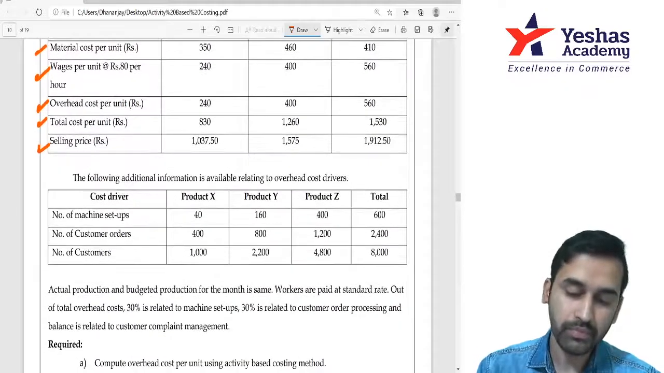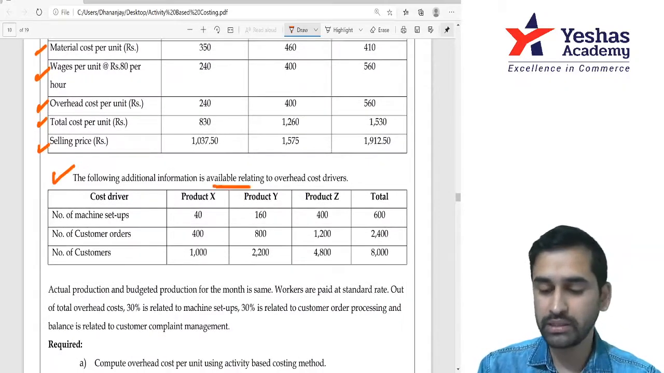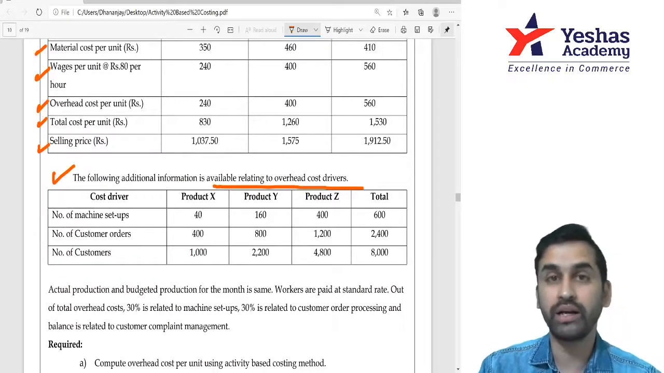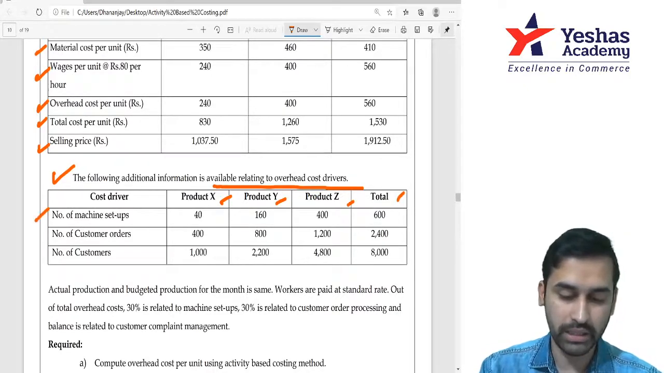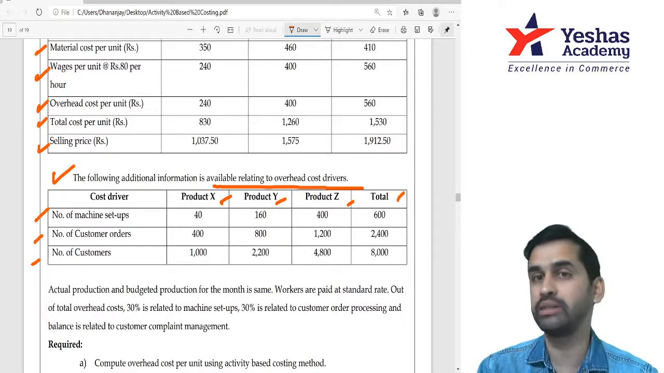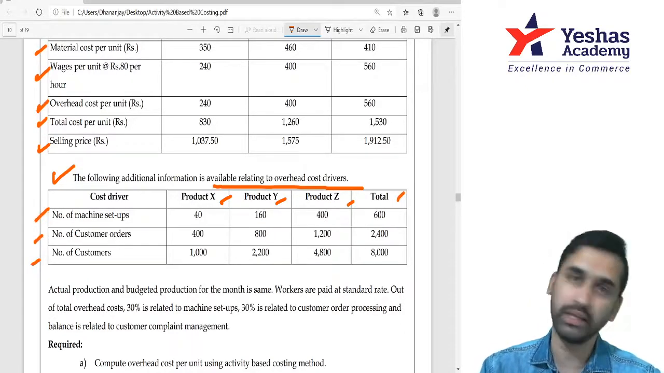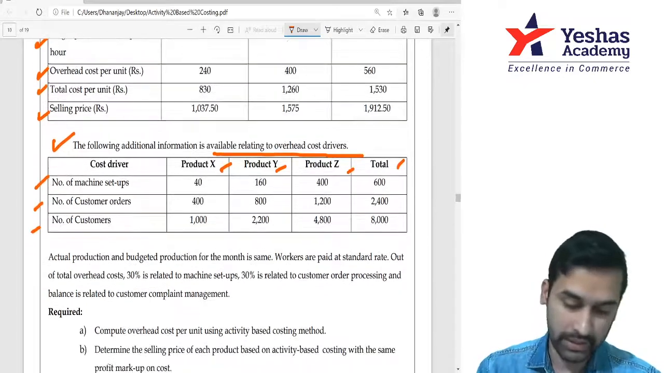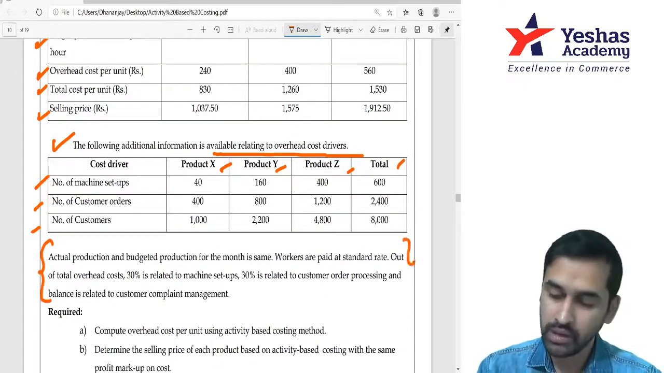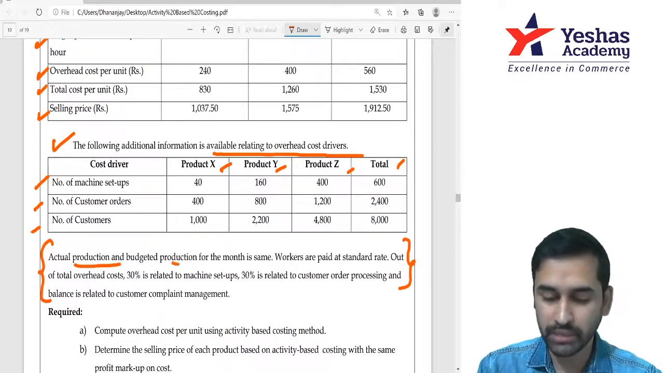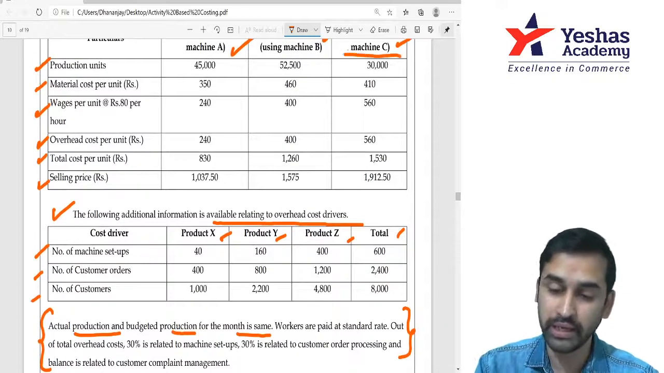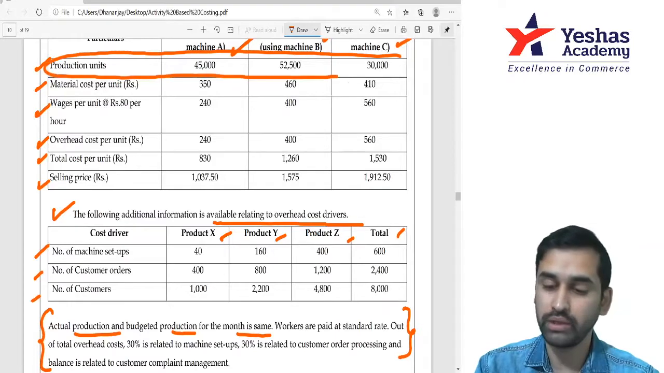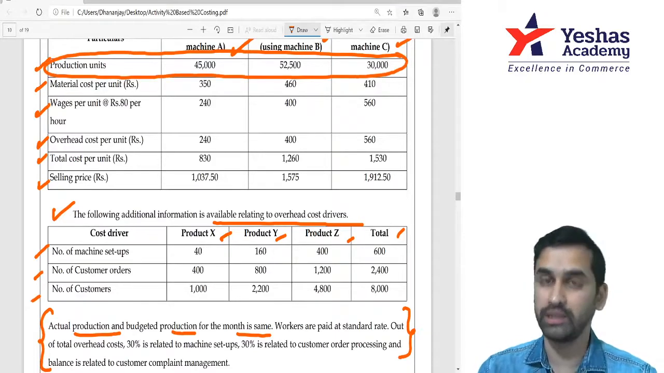Next, the following additional information is available relating to overhead cost drivers. Product given, total given, machine setup, orders, number of customers. Everything is given to you properly in the table. Next, this para is very important. Actual production and budgeted production for the month is same. That means how many units did we produce? Here I am circling 45,000, 52,500, 30,000.